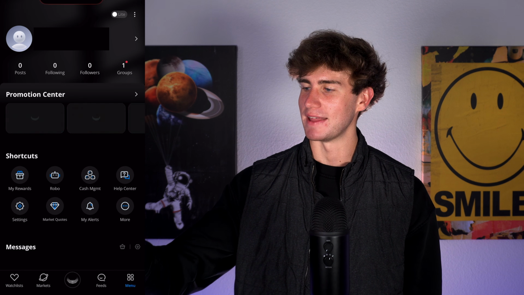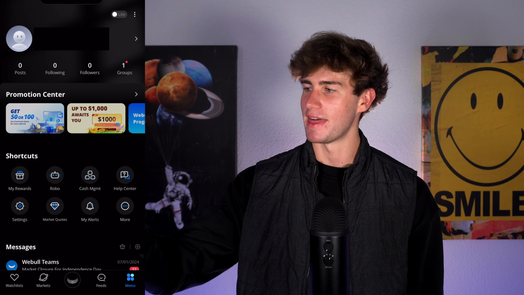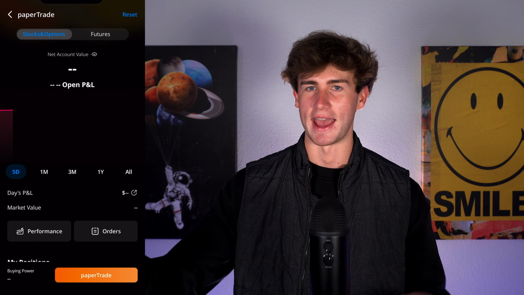To navigate to your paper trade portfolio, hit the menu tab in the bottom right of the main screen of the Webull app, then click More. Under the trading section, you'll see paper trade, and this will bring you right to your portfolio. The great part about paper trading on Webull is that you can customize the starting amount of money. So if you wanted to challenge yourself and grow your portfolio starting with $500, you can do that, or you could start with $1 million.